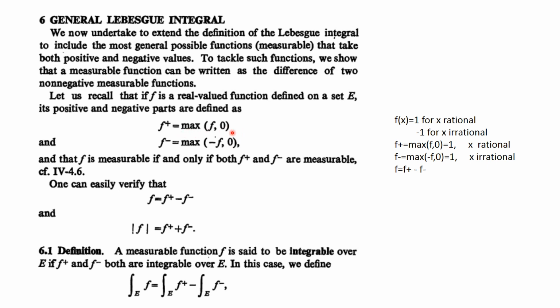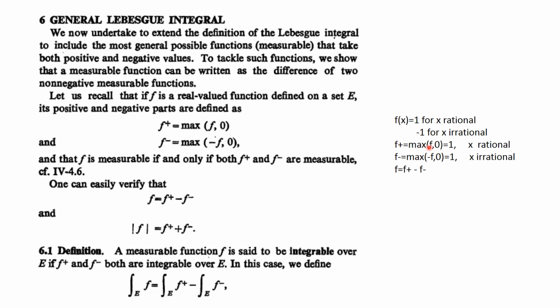Because these are the max of f and 0, and minus f and 0. So both these functions are non-negative functions, right? So if we are given any f which is a real valued function, we can express this f as the difference of two non-negative functions. Now just see an example. Let's suppose our f(x) is 1 when x is rational and it is minus 1 whenever x is irrational. Then what will be the f positive part? It is the max of f comma 0.